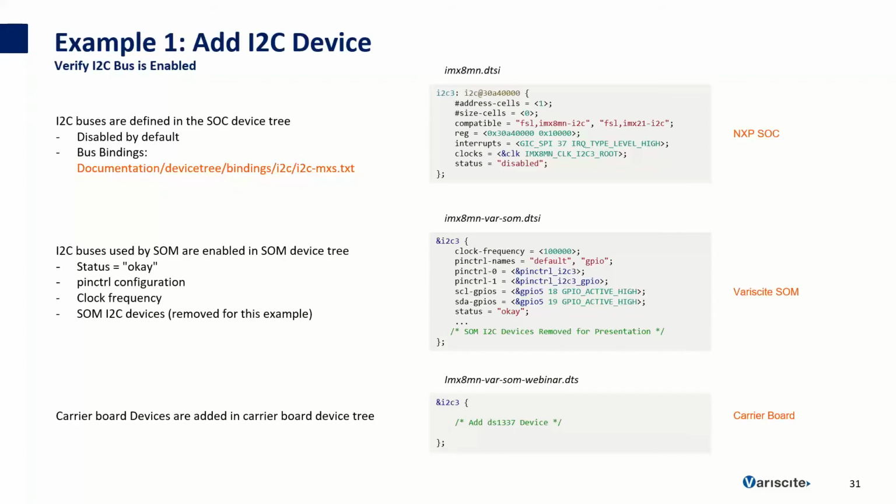We can see that the pin control configuration is set up for the right pins and that the clock frequency is initialized as well. Note that for this I2C3 bus, there are also several devices on the SOM that are used on this bus, but for the purpose of this presentation, they were just removed from the screen here. And then moving down to our webinar device tree file, this is where we're going to add our carrier board device for the DS1337.